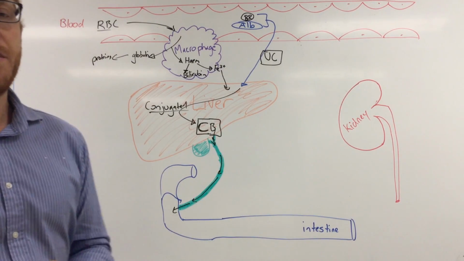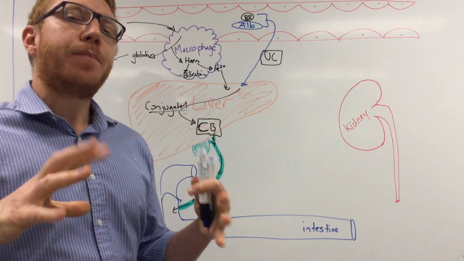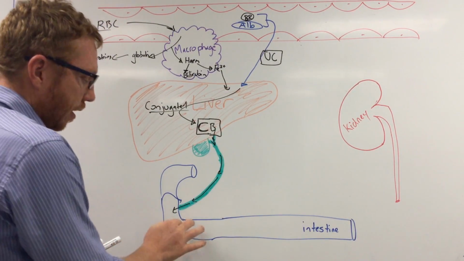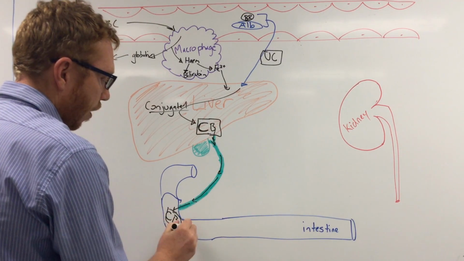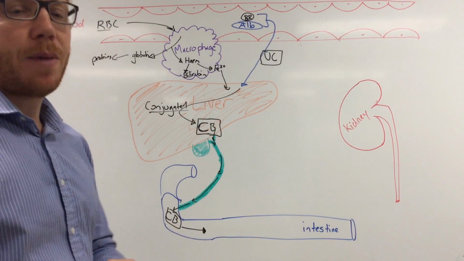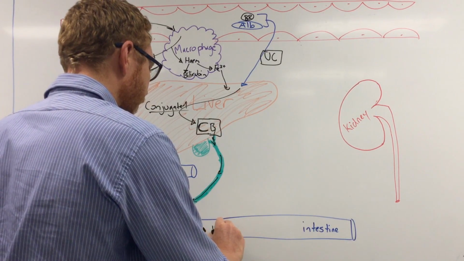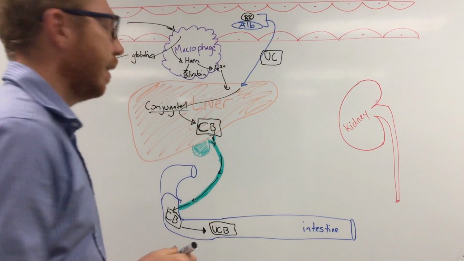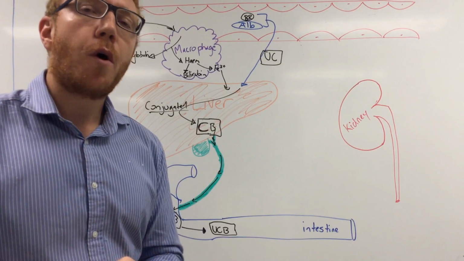Now within the duodenum, it's going to be further processed by the bacteria in your gut. So as it enters, it's conjugated bilirubin, but it's going to be essentially oxidized and made back into a form of unconjugated bilirubin. Okay, and this is what we call urobilin.